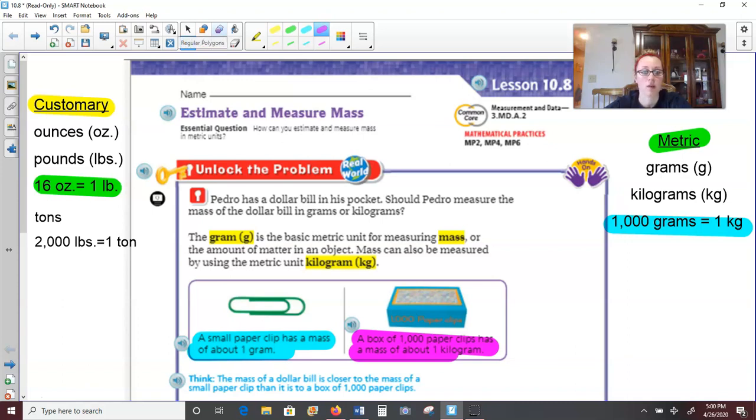Now, if we took 1,000 paper clips and had them in a large box, the mass of all 1,000 paper clips would equal about 1 kilogram. So that's kind of the same comparison that I gave as grapes to pineapples. So 1 grape is about 1 gram, and if you took 1,000 grapes and weighed them, it would be maybe like a pineapple, which would be 1 kilogram.